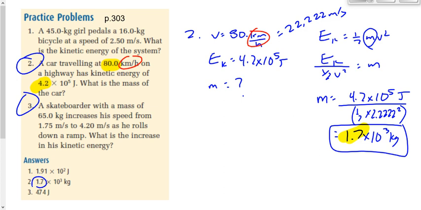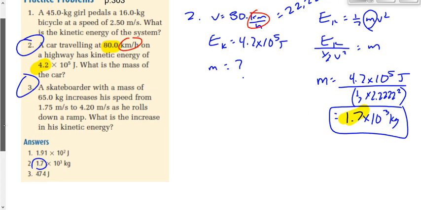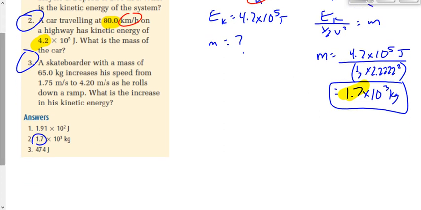All right, number 3 says a skateboarder with a mass of 65 kilograms increases his speed from 1.75 meters per second to 4.2 as he rolls down a ramp. What's the increase in his kinetic energy?